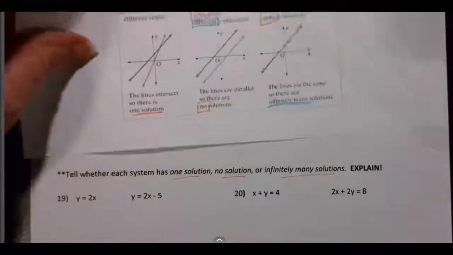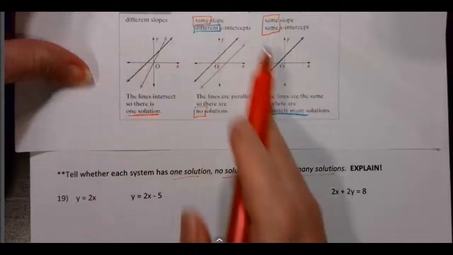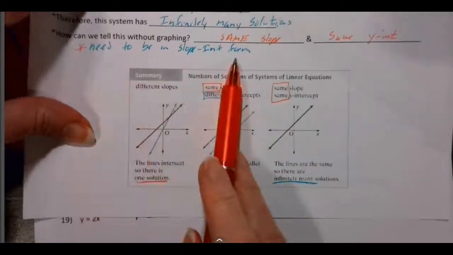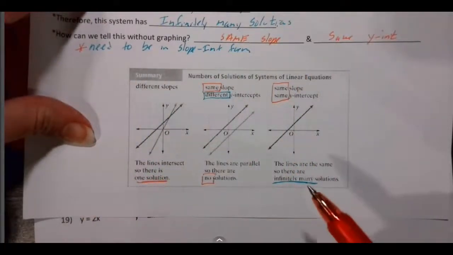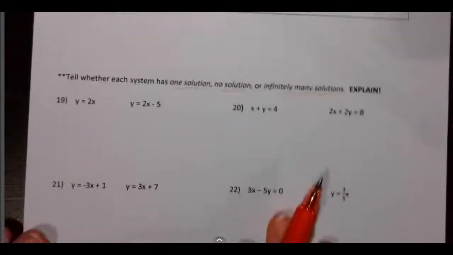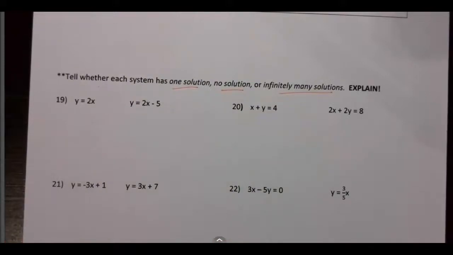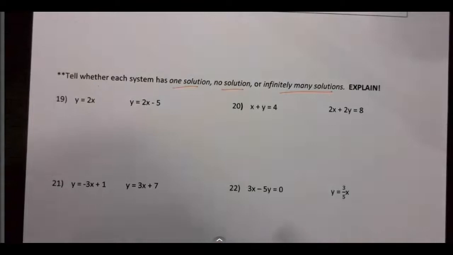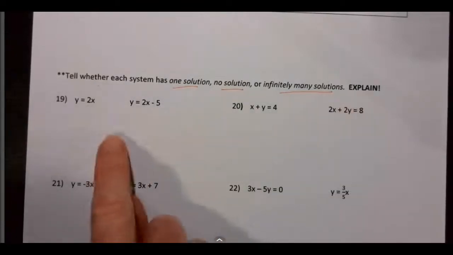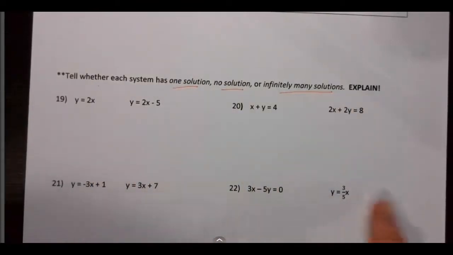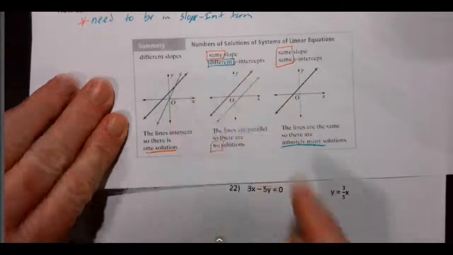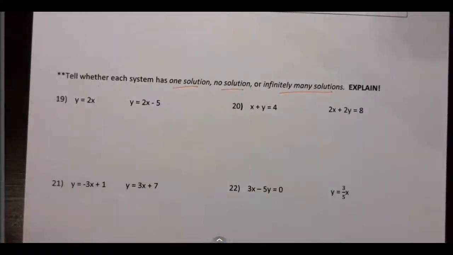Look back at your notes and notice what it says. They need to both be in slope-intercept form in order to compare their slopes and their y-intercepts. So this is what you're going to be doing for homework for solving by graphing. Great. Oh, it also says to explain. So tell me if it's going to be one, many, or none, and then tell why. And you can just say exactly what we talked about over here: same or different slopes. Okay, good. If you have questions, you know where to find us.